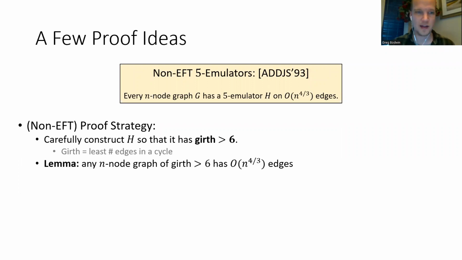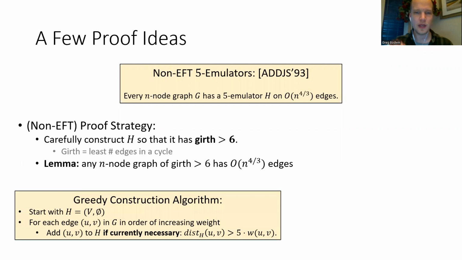And after they do that, they use this lemma from extremal combinatorics that says that any n-node graph of girth greater than 6 can have at most n to the 4/3 edges. So that constrains the size of their emulator. The way that they constructed H to have high girth is with this really simple and really clever greedy construction algorithm.